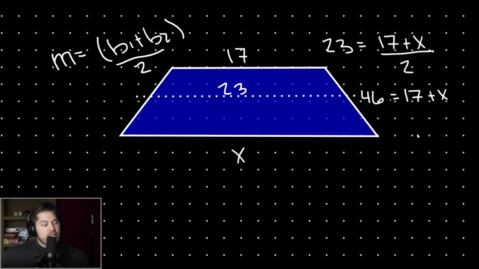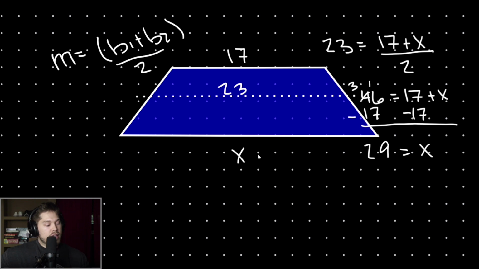plus x. Now we're going to subtract 17 from both sides. Bottom number is bigger, so we borrow. 16 minus 7 is 9. 3 minus 1 is 2. And so 29 equals x. So our bottom base would have a length of 29.